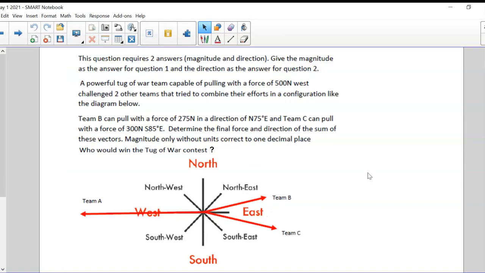Let's look right here. And I want you to tell me, because you're going to have this question in a couple of days, how would you even start to put this together? There's one team pulling west, team A, pulling with a force of 500 newtons. There are two other teams, B and C. They're joining forces, but they're pulling one northeast, one southeast, with forces of 275 and 300. Now, adding those together, 300 plus 275 is more than 500.